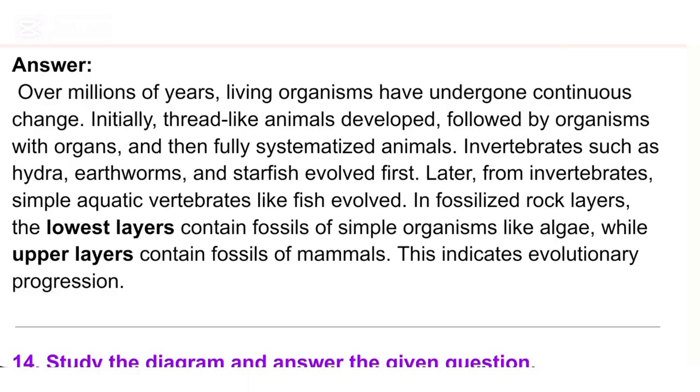In fossilized rock layers, the lowest layers contain fossils of simple organisms like algae, while upper layers contain fossils of mammals. This indicates evolutionary progression.